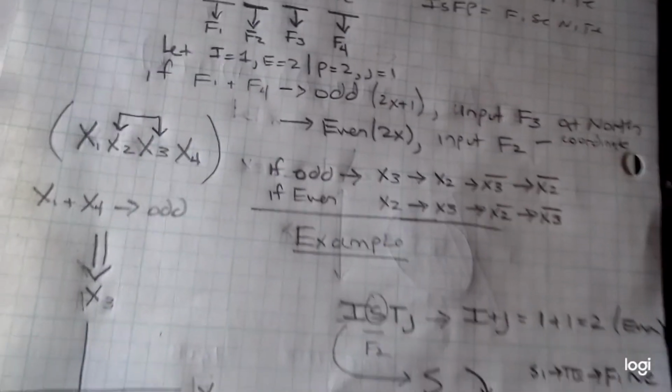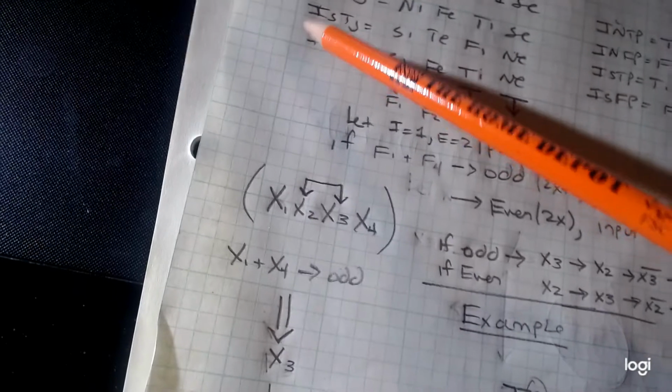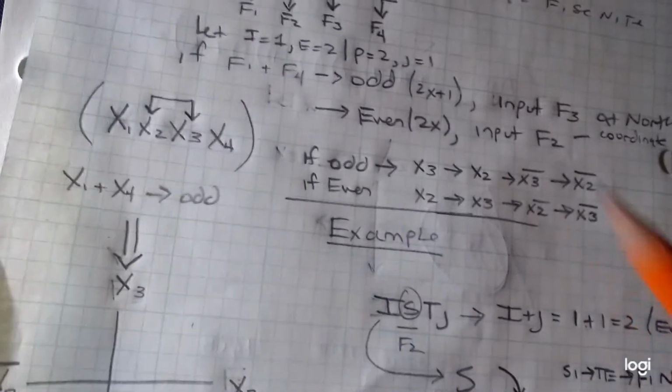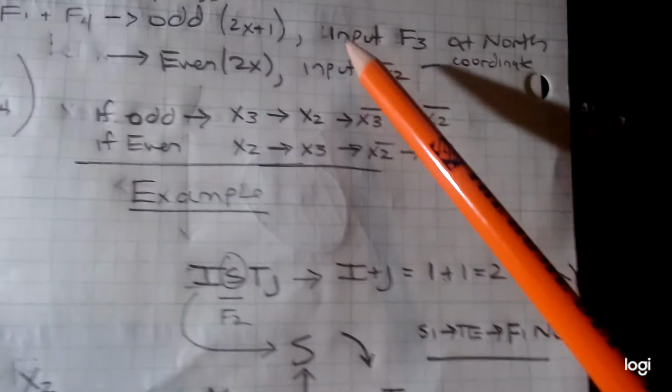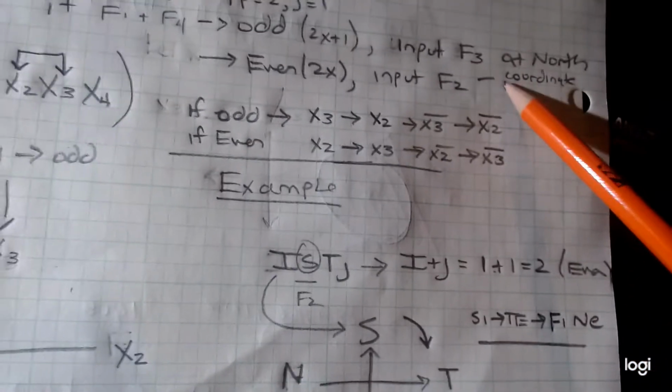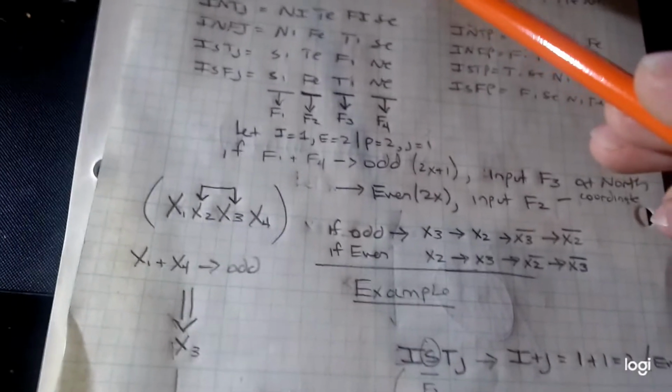So the math relation is, if you choose the endpoints, F1 and F4, where F1 is the initial function and F4 is the judging one: if F1 plus F4 is odd, or 2x plus 1, input F3 at the north coordinate. And here I'm going to show you the coordinate system. You have north, south, east, and west. So what you're going to do is input F3, again, as I went over earlier, at the north coordinate, and if it's even, you're going to input F2 at the north coordinate.